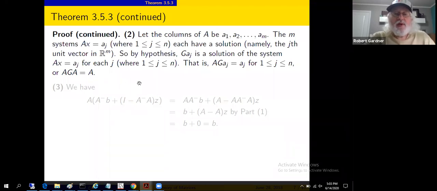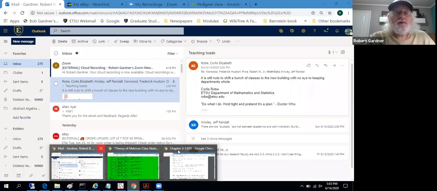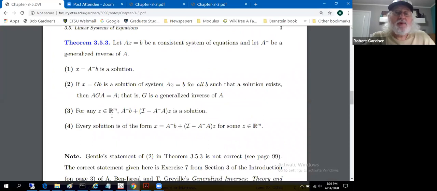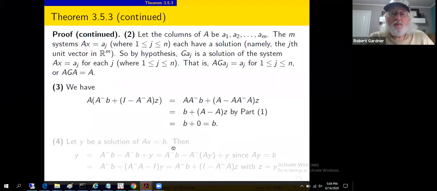All right, part 3. Let's look at the statement in the notes. Here we go. For any vector Z in R^m, so a vector with m components, the generalized inverse of A times B plus this times Z is a solution to the system of equations. So what we're going to do is substitute this in and watch it work.